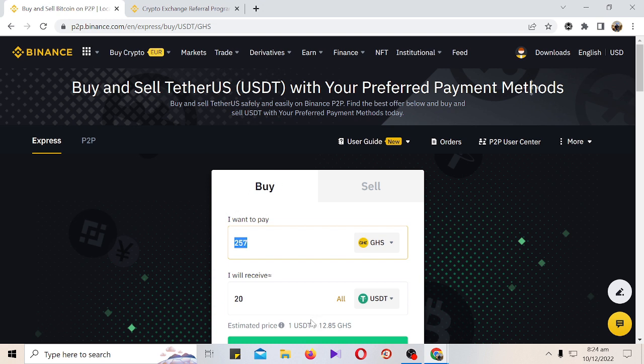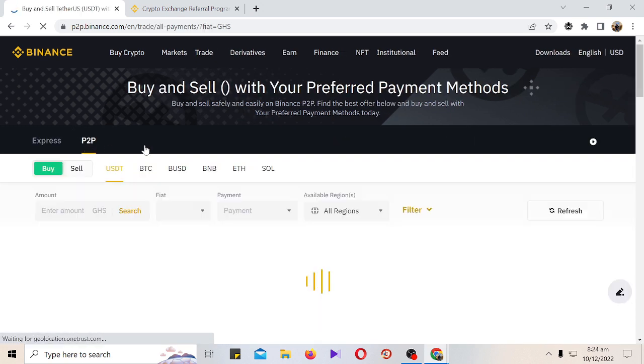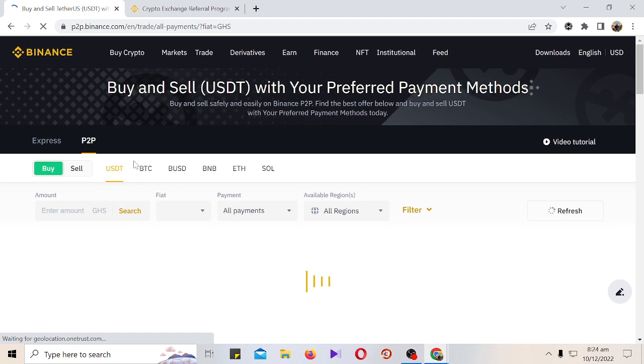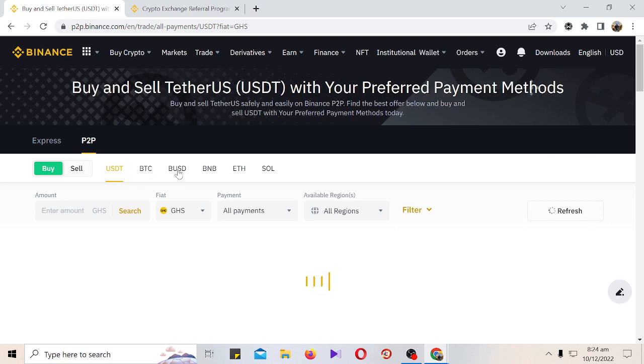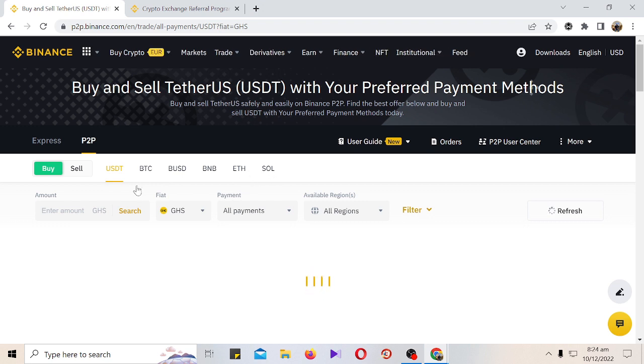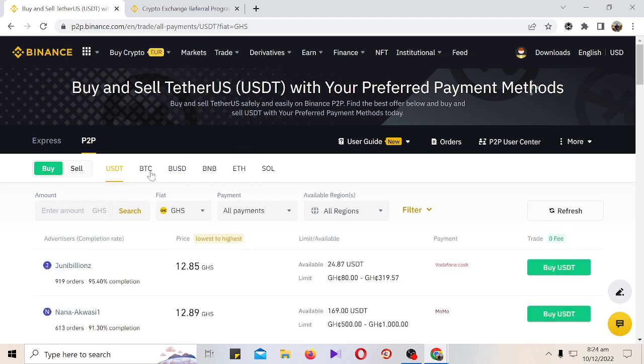And we can use the P2P. So let me explain the P2P. Then after that, I'll use the Express to buy. So let's click on P2P here. When you click on P2P, you see we have buy and we have sell. We have USDT, BTC, BUSD, BNB, Ethereum, and Solana. Guys, do you understand what I'm saying? These are the cryptocurrencies you can buy on Binance P2P.